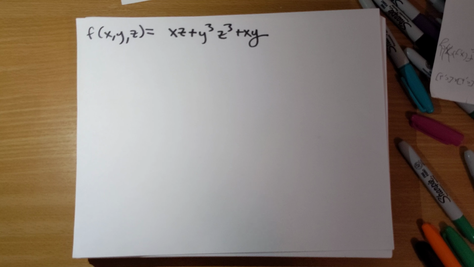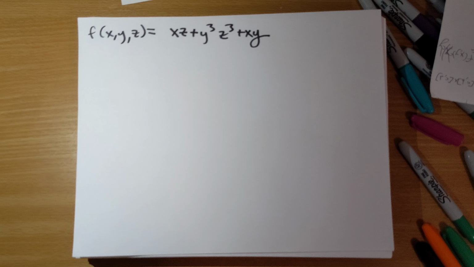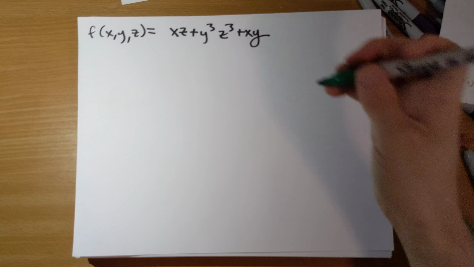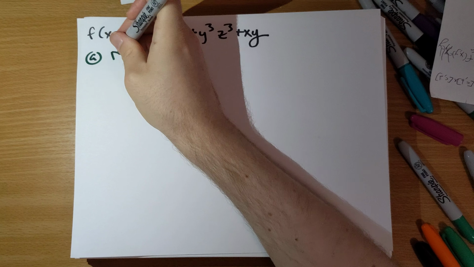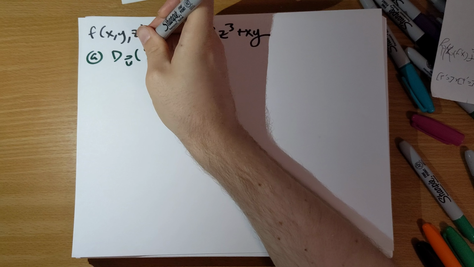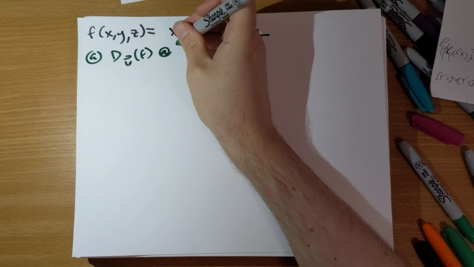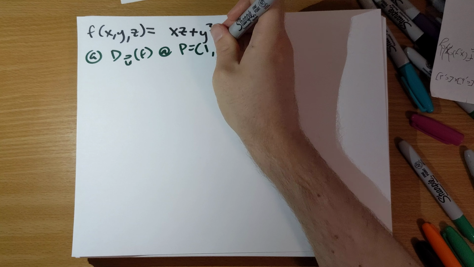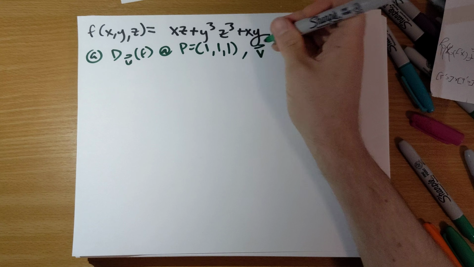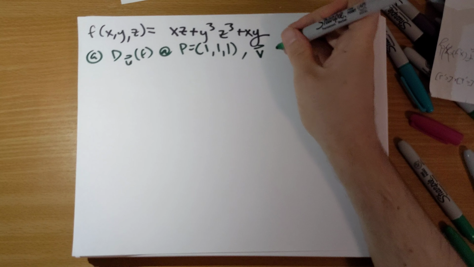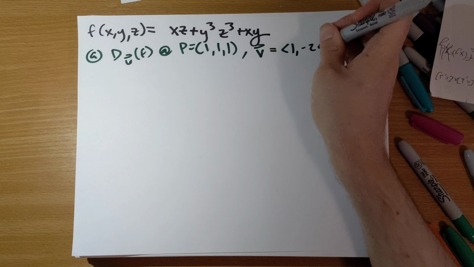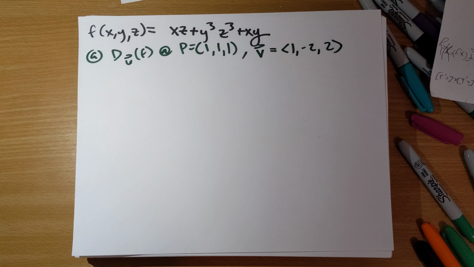Problem number 33. And this is the function of three variables we're being asked about. First thing, we need the directional derivative, D sub u of f at the point (1, 1, 1), in the same direction v = ⟨1, -2, 2⟩. Okay, so what do we have to do here?